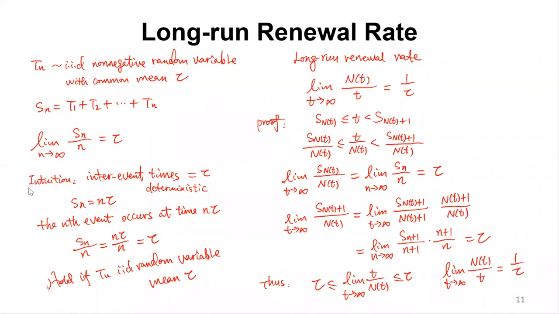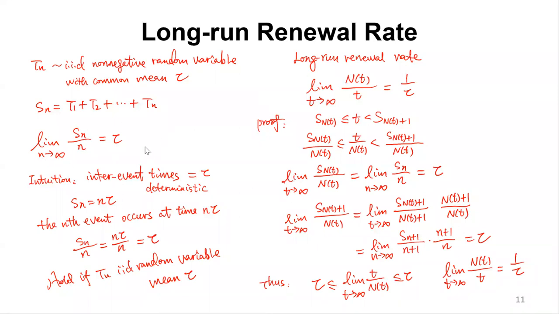You can look at the derivation intuitively. Suppose the inter-event time is just tau, deterministic. So at the nth event, you have n tau, okay? The nth event occurs at time n tau, so Sn over n equals n tau over n equals tau. So this holds even if Tn is an IID random variable, when the limit n goes to infinity.